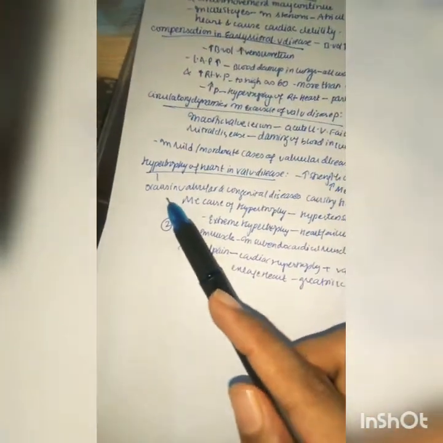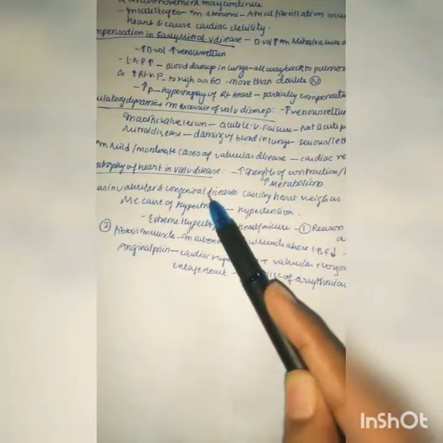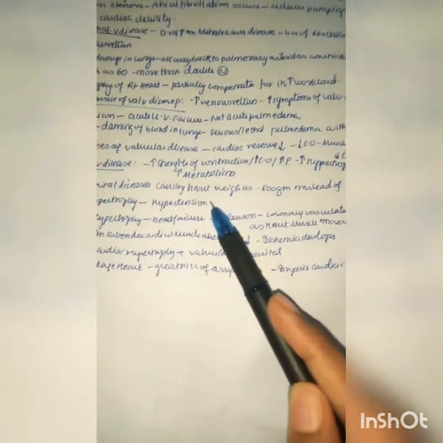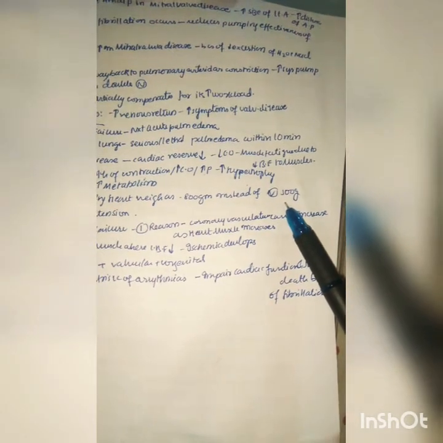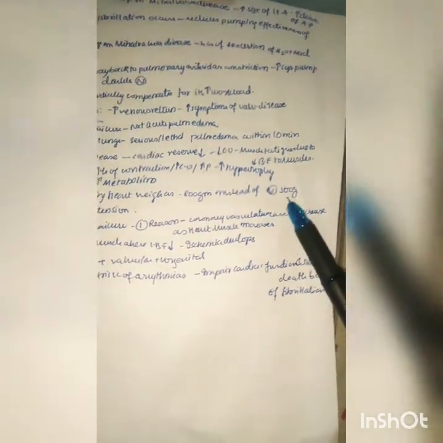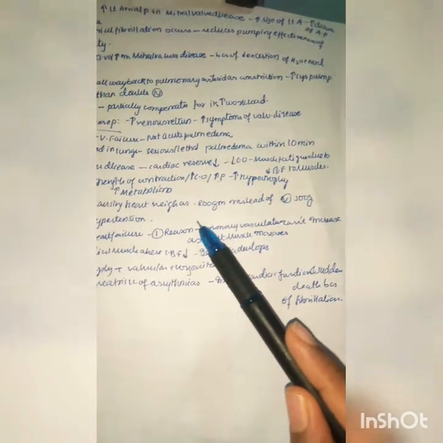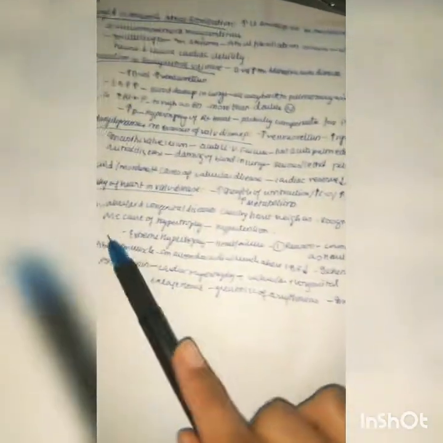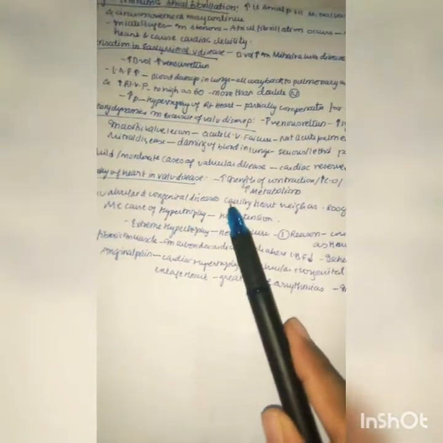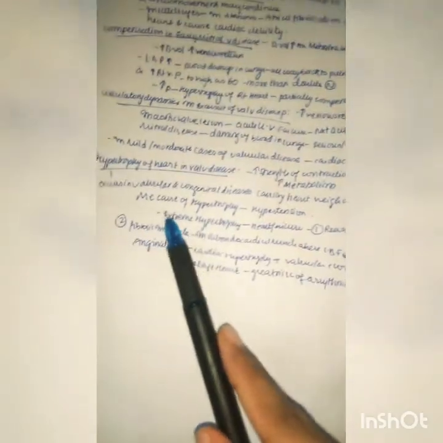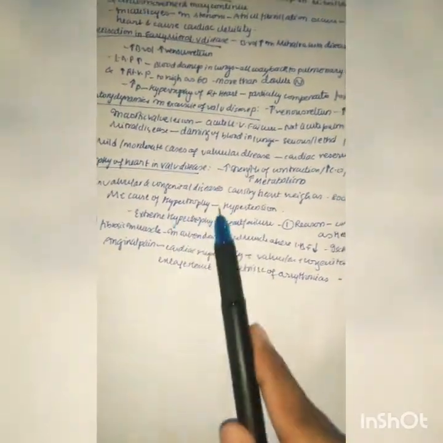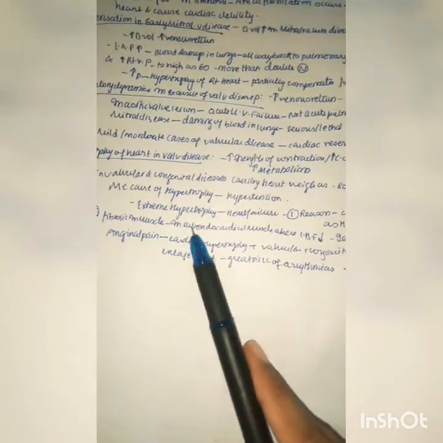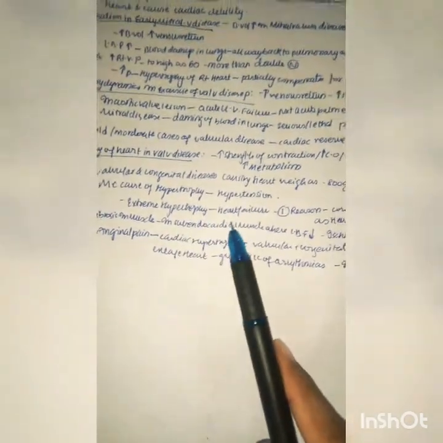So this hypertrophy occurs in valvular and congenital disease, causing the heart to weigh as much as 800 grams instead of the normal 300 grams. So normally the heart should weigh only 300 grams, but here it weighs 800 grams because of these valvular and congenital diseases. And the most common cause of hypertrophy is hypertension. So extreme hypertrophy may also sometimes lead to heart failure.